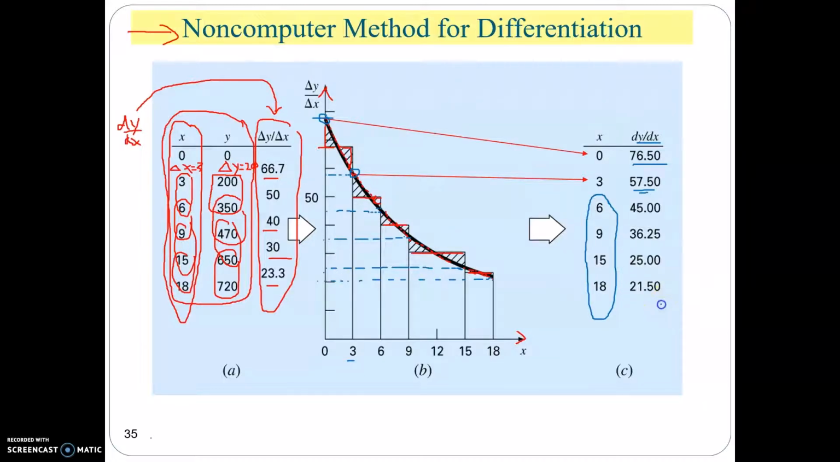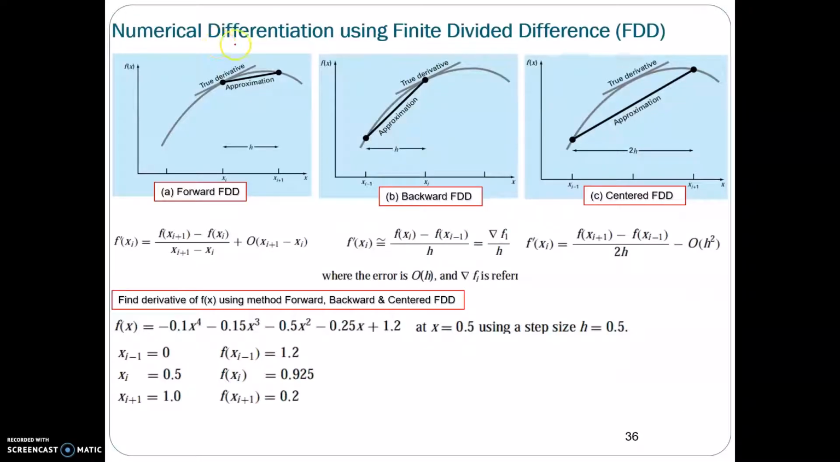Then you succeed in obtaining dy over dx, which is the derivative from the raw data here. We can perform the numerical differentiation by using the finite divided difference. You should have learned this before. We have 3 types of finite divided difference. The first type is forward, the second type is backward, and the third type is center.